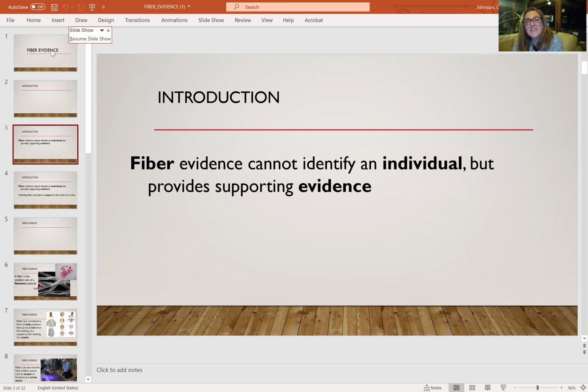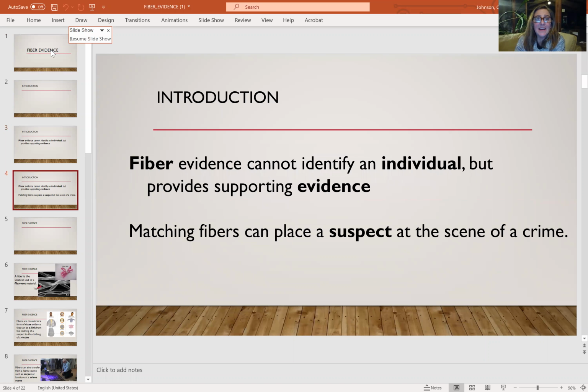So it says fiber evidence cannot identify an individual, but it does provide supporting evidence. Hopefully you remember that this is called class evidence. Class evidence does not 100% say this person owned this fiber, but it is one more piece of evidence that can be used to place this person at the crime scene. It's used as supporting evidence. Matching fibers can place a suspect at the scene of a crime.